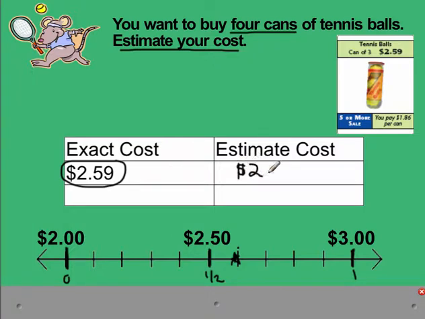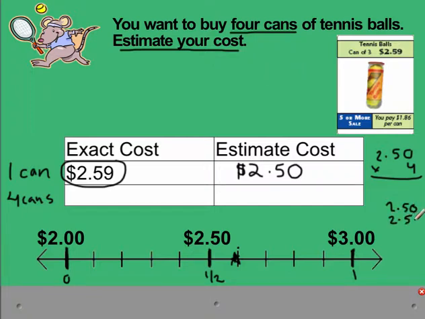So I'm going to write my estimate cost in here. Notice it's a nice simple number, it ends in 0. So that's just one can. I want to buy 4 cans, which means that I have to use some addition now. Okay? If I know that each costs $2.50, I can either set up a multiplication problem and multiply it by 4, or I can add them all together.